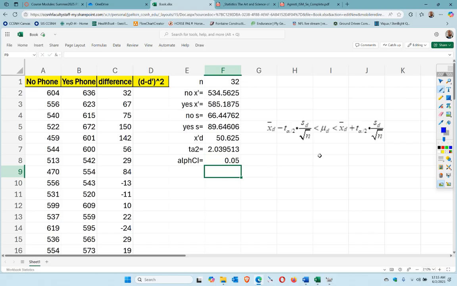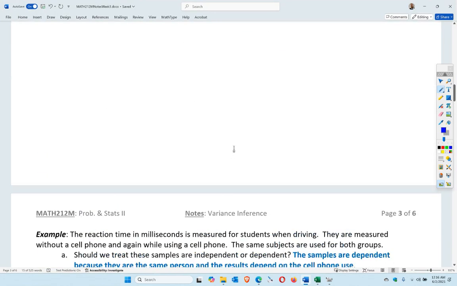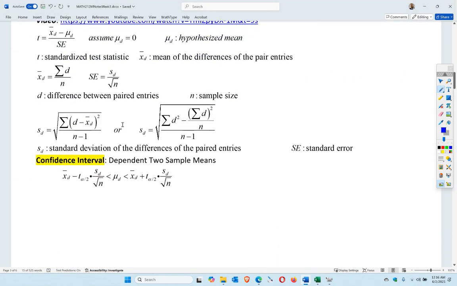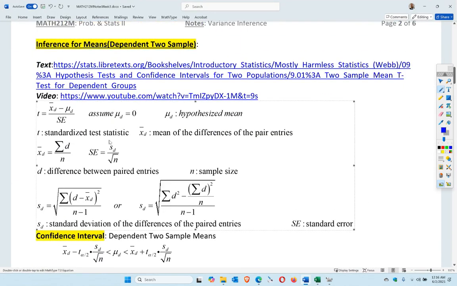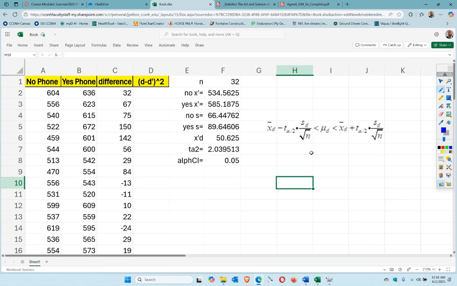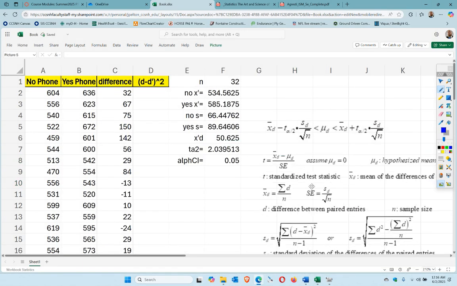All right, so the next problem is I need this standard deviation right here, right? That's a problem, okay? All right, so I'm going to copy... That's not what I want. Let's go back to the notes. Copy that. Paste it. Okay.